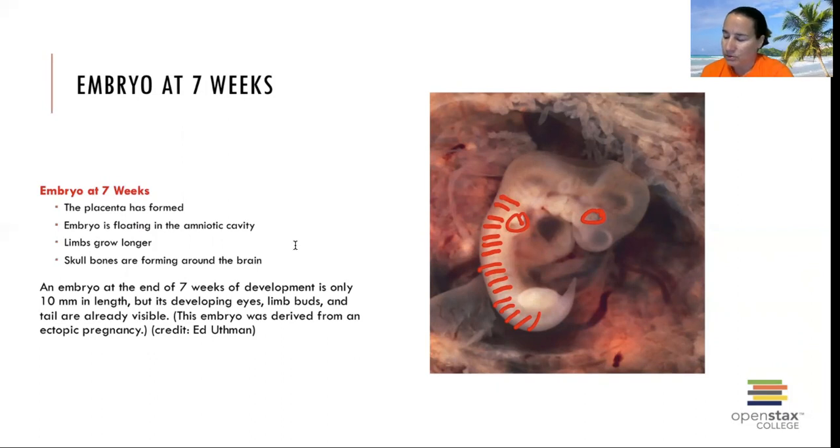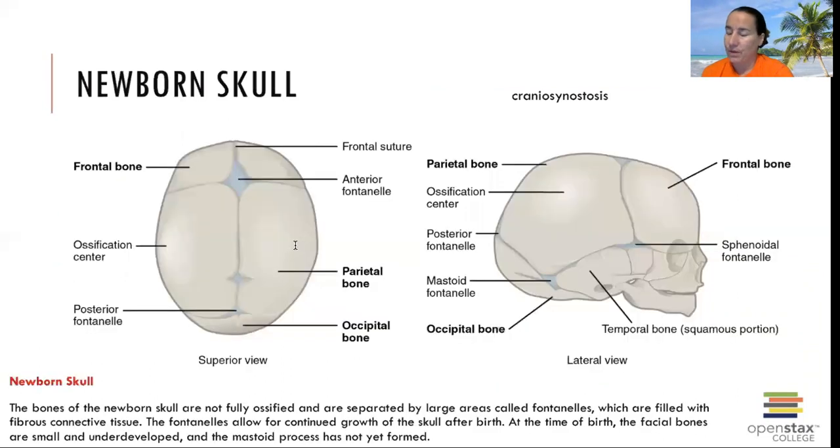And the skull bones are forming. We're talking about intramembranous and endochondral that we talked about. That's happening here at this time. Then bones start forming, baby's growing and developing. All the systems are coming online and looking great. And baby is born at the end of 9 months, hopefully.